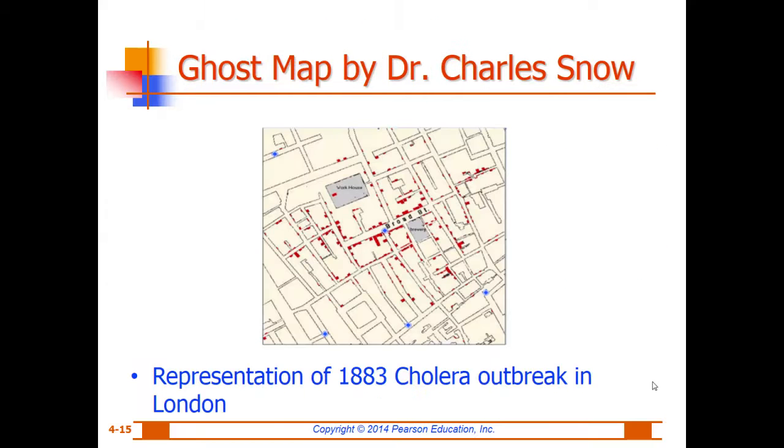And if we take a look back even just into the 1880s, Dr. Charles Snow used population density maps in an area of London where there was a cholera outbreak in 1883 to better understand that the source of that infection was coming from water pumps, not from air as previously believed.